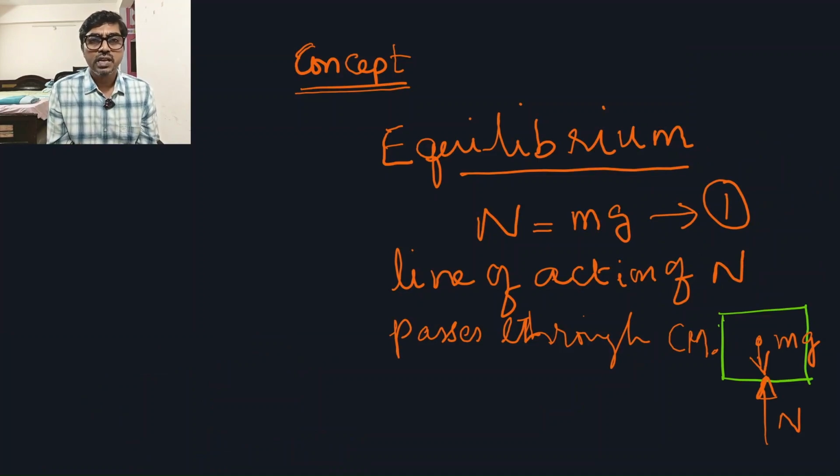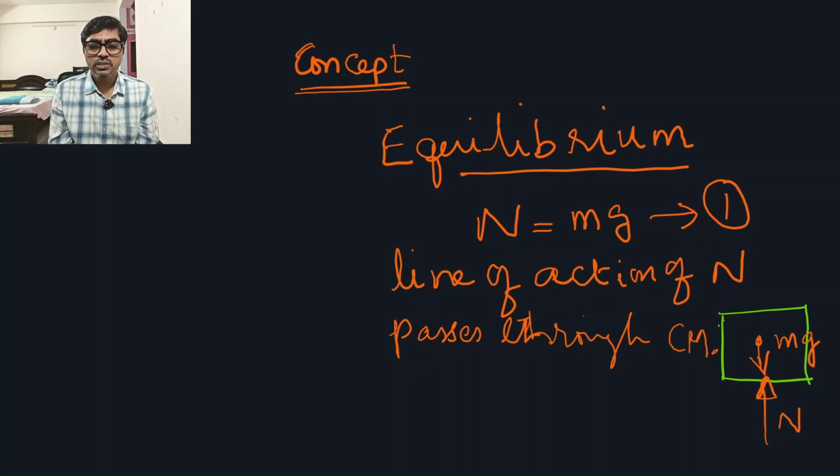Whenever a block is placed on a horizontal surface, you will have one contact force, the normal reaction, balancing mg, which is translational equilibrium. Also, if you apply rotational equilibrium, the torque about the center of mass has to be 0. And whenever gravity is uniform, which is the usual case that we consider in these problems, the center of gravity coincides with the center of mass.